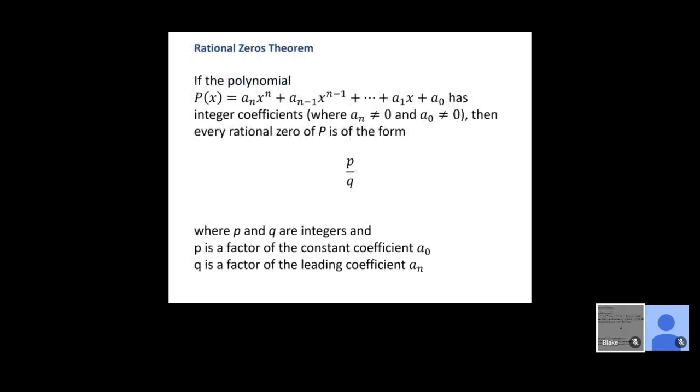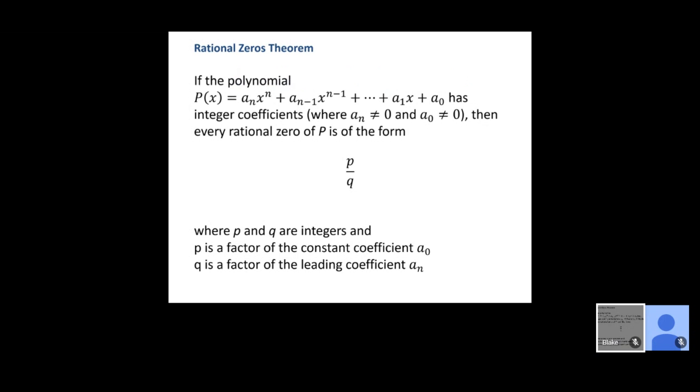Okay. So our rational zeros theorem here tells us that if we have a polynomial, and that's that same general form of a polynomial we've looked at before, that has integer coefficients, a sub n cannot be equal to 0 because that would make the leading coefficient a 0, and we can't have that. And then a sub 0 also not equal to 0, because in this case, we need that constant term to exist to be able to find some possible rational zeros of our polynomial.